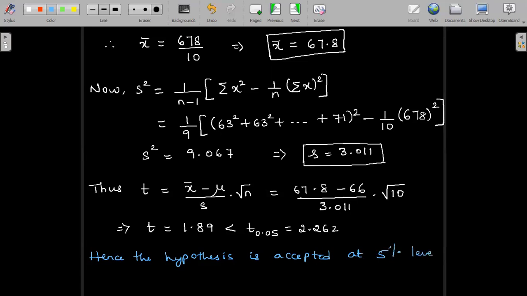5% level of significance. Since t value at 0.05 was given for us, we are comparing with 5% level of significance. Hence the solution. So the calculated value of t that we obtained here was 1.89.